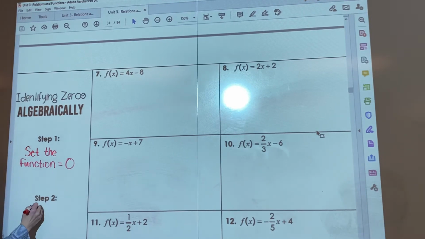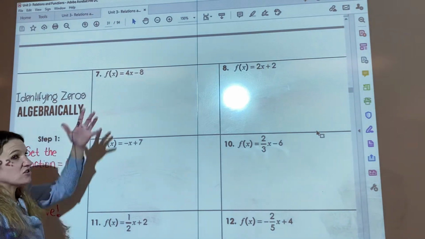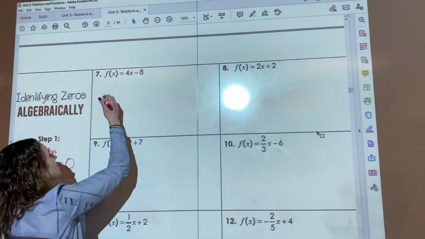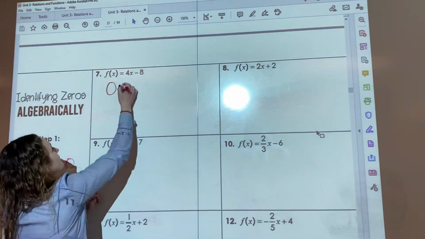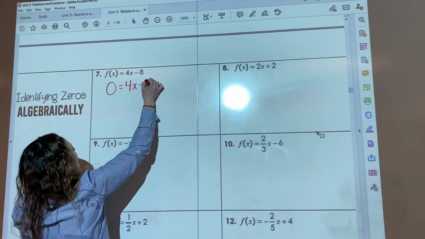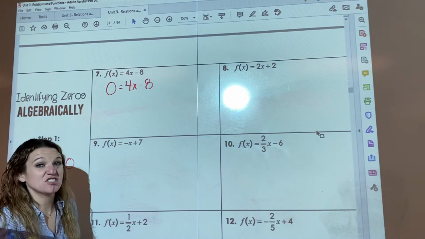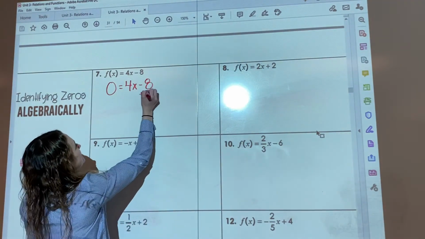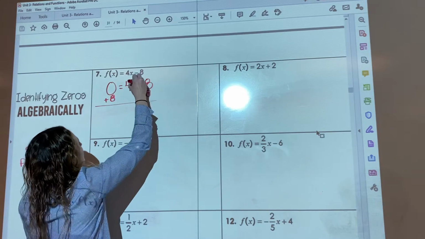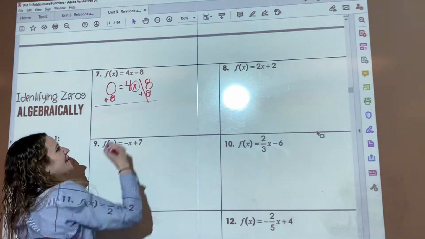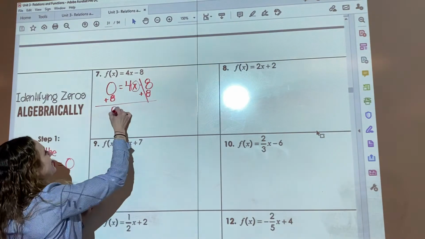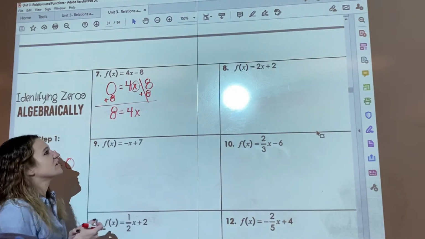Our next step will be to solve. So I told us to set the f of x equal to 0. So there's our f of x, also known as a y, but this is function notation. So we're going to make that a 0 equals 4x minus 8. So first step, set it equal to 0. Next, we just have to solve. I'm going to add 8 to both sides to try to get this x by itself. Over here, it cancels out, and I know that 8 plus 0 is going to give me 8. Bring down everything I have left over.